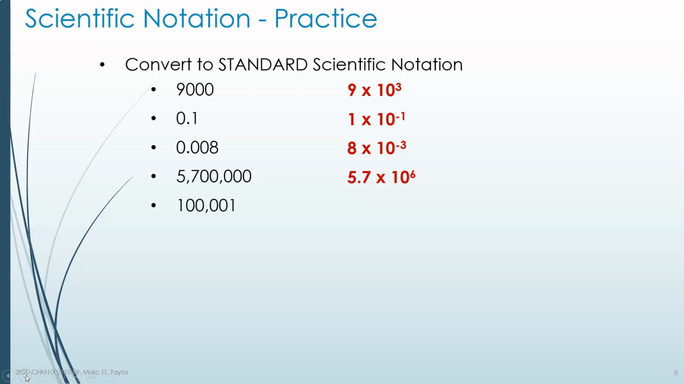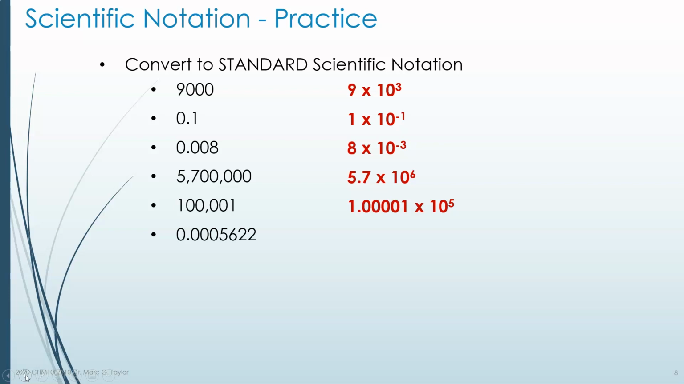Here's a number, 100,001. The decimal place would be to the right of this whole number, and therefore we'd have to move it 5 times in order to get 1.00001, and therefore we multiply that by 10 to the 5th power. Every time you have a large number, meaning greater than 1, your power of 10 is 0 or positive, and if it's a small number, meaning less than 1, your power of 10 will be a negative number.